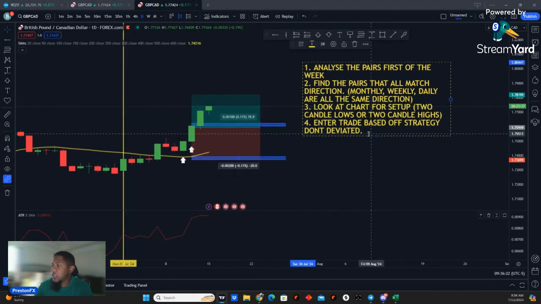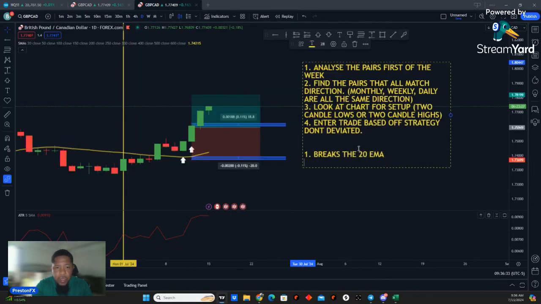All right, let's go over this. Breaks the 20 EMA. Let's say for a buy. Buy signal, 2 candle lows. Has to be the same direction. All right, then we place buy stop at 20% times 5 ATR.